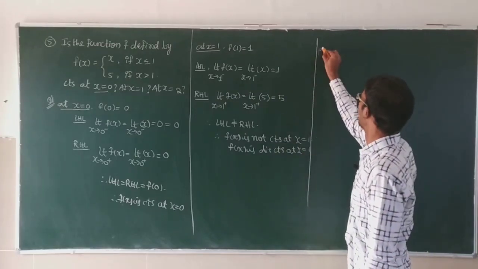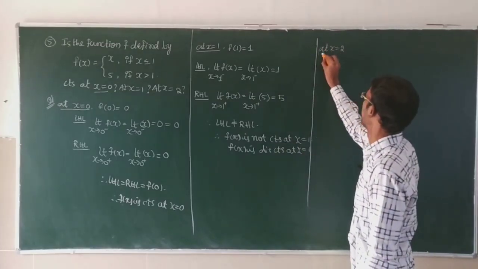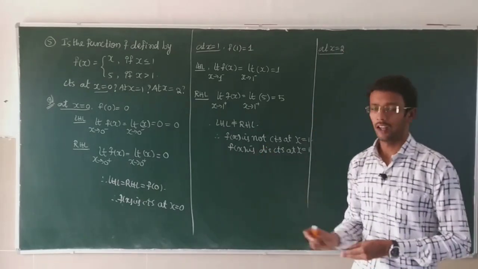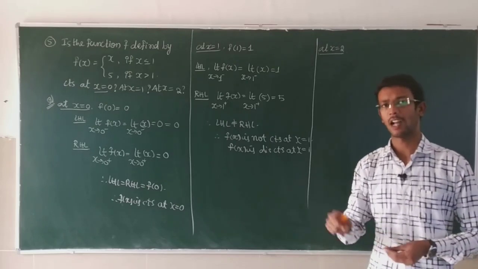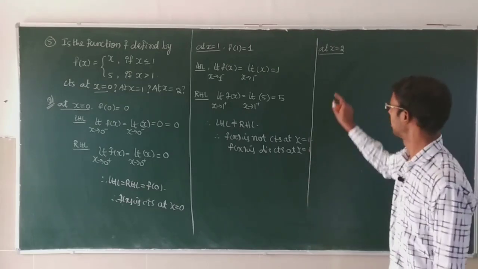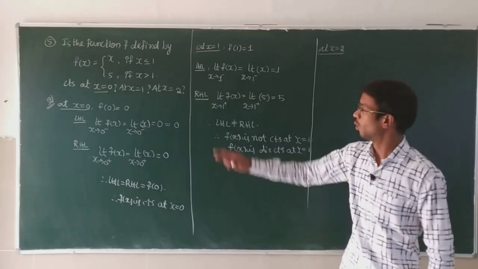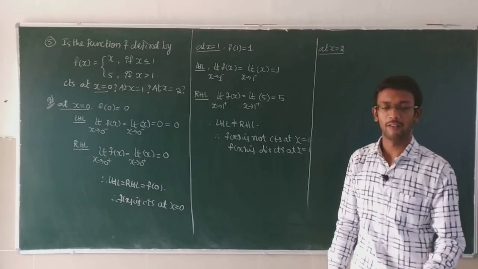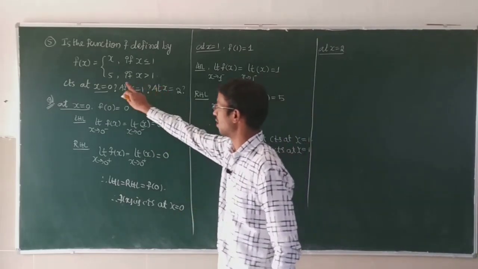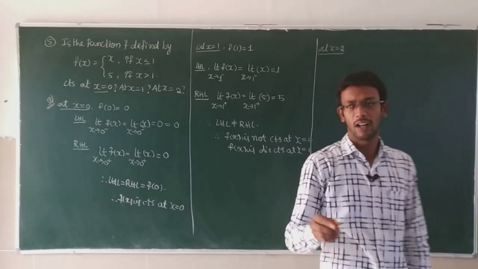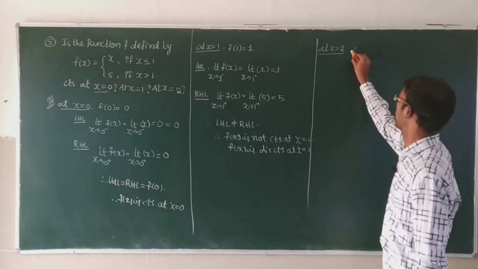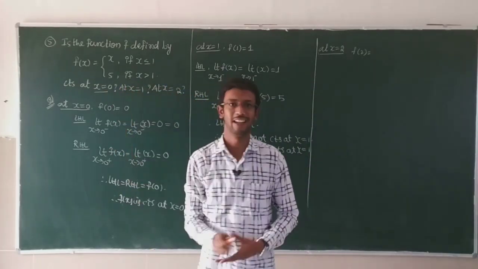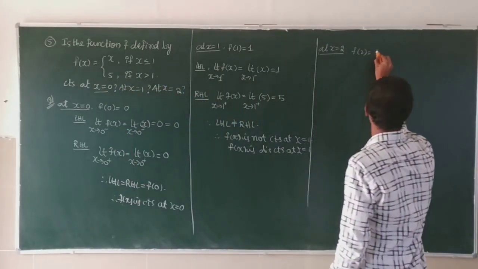Next, at x is equal to 2, also check. As I told at the starting, only the LHL method is applied here, the normal method, direct limit, can also apply. Why? Because here it is only a single function limit. 2 is there here, but it is more than 1. 2 minus is also more than 1, 2 plus is also more than 1. So the function will become 5. But we'll write the LHL RHL method only. F of 2, with x equal to 2 greater than 1, the function value is 5.